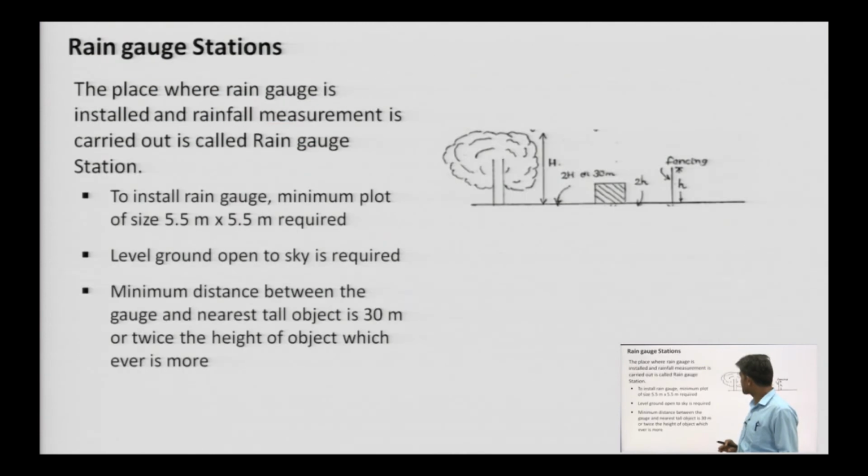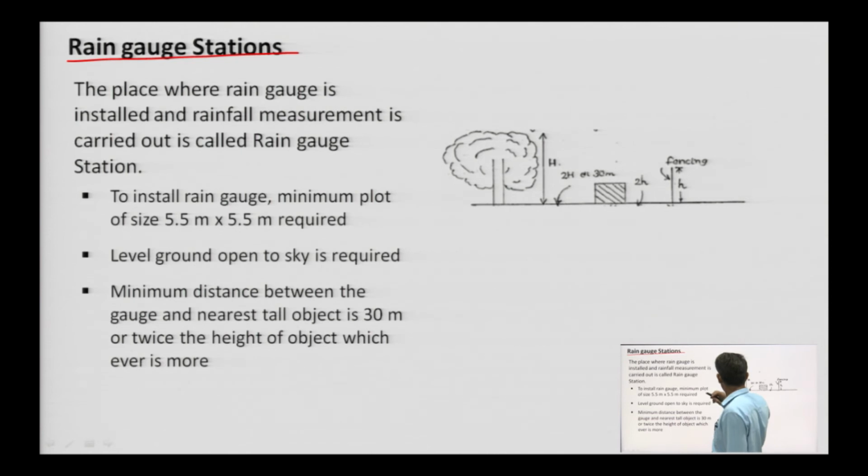So, the next thing: rain gauge stations. What are the rain gauge stations? Sufficient rain gauge stations are required to have an exact assessment of the precipitation. If we do not have a sufficient number of rain gauges, then we will not have the real representation of the precipitation over that catchment area.